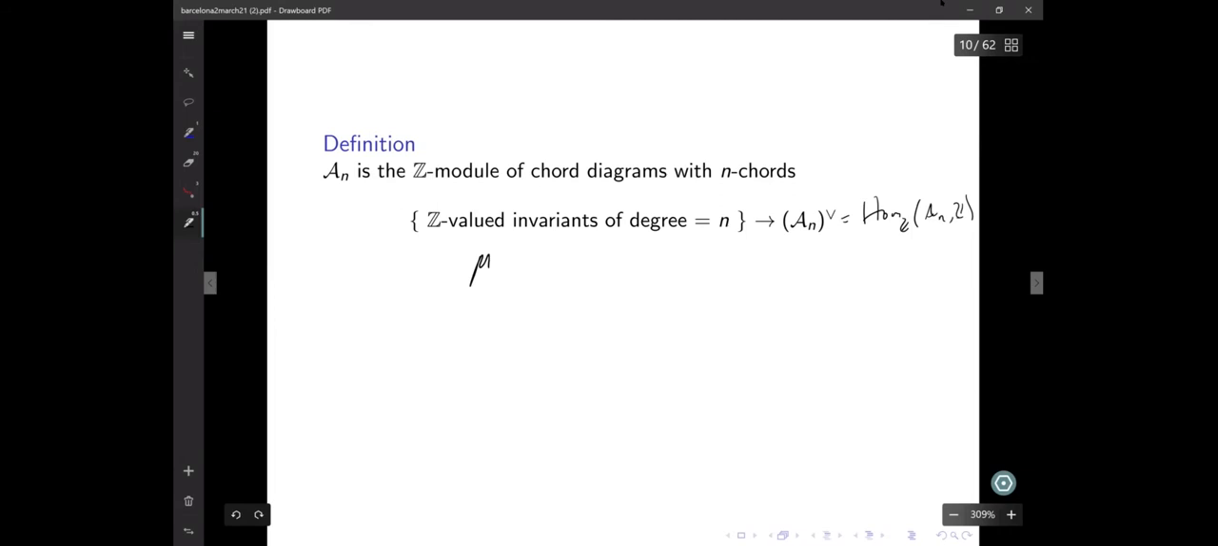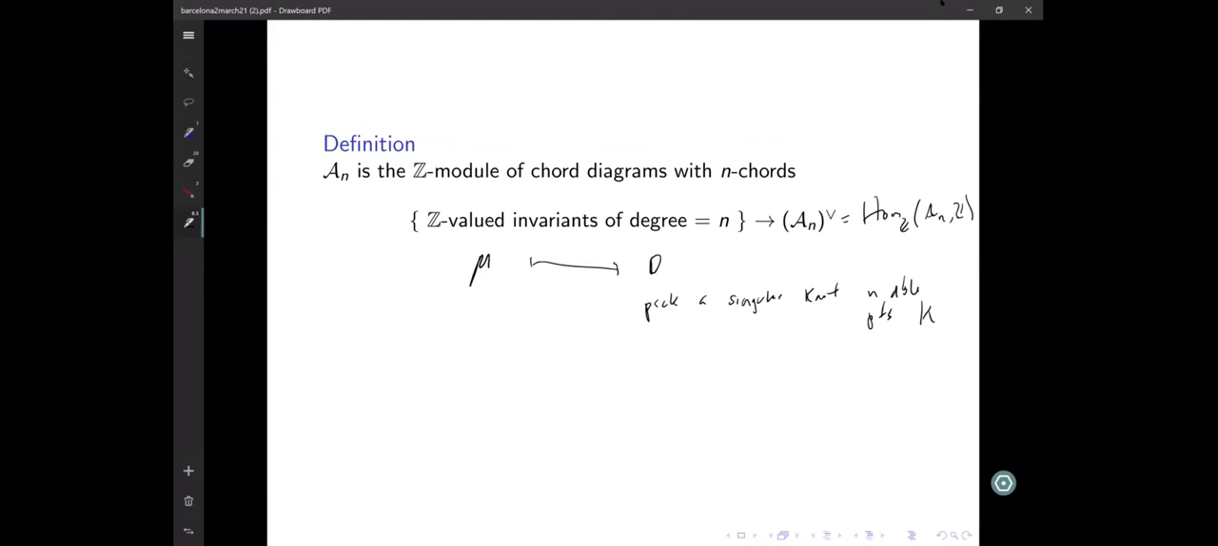So what I can do is, given my invariant and given a chord diagram D, I can pick a knot which represents this chord diagram. Well, this will be a singular knot with n double points. Let me call it K. It represents this chord diagram, meaning that the chord diagram records the relative positions of where there is an intersection, where there is a double point. So you just take any knot which has that scheme of double point interactions, and then you evaluate your invariant on that knot K. And that gives you a number, because we're talking about Z-valued invariants.